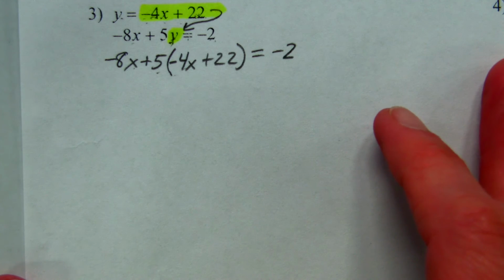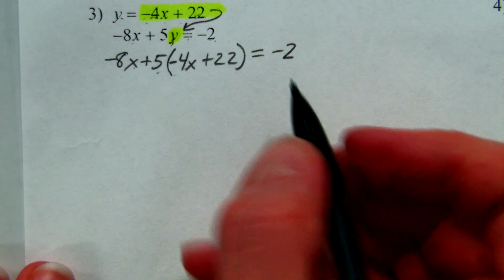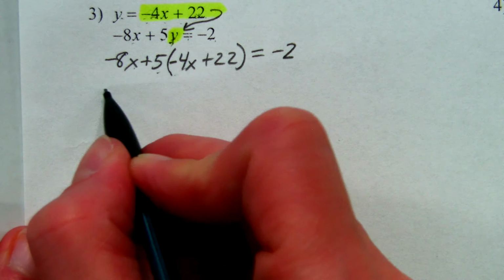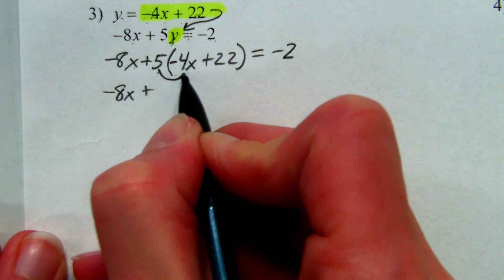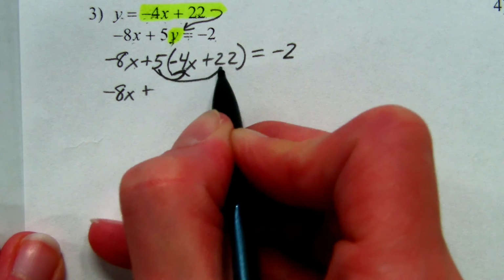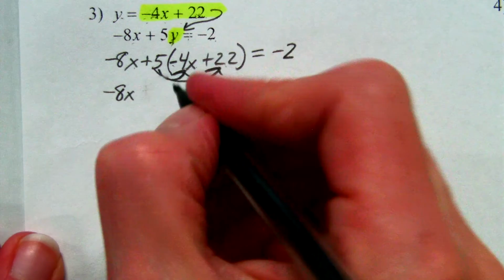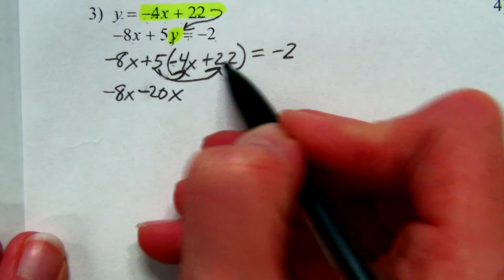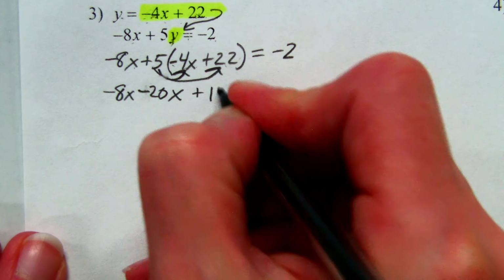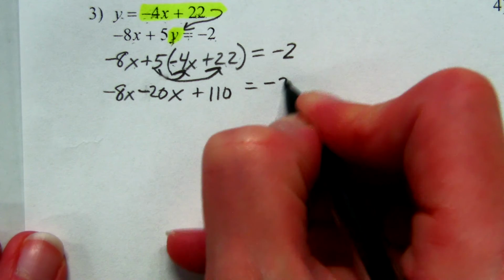So we created this situation where we have parentheses, and now we're going to get rid of them by distribution. So I'm going to leave this negative 8x kind of hanging out here for a second. I'm going to distribute 5 to both of these terms. So 5 times negative 4x is negative 20x. Let me get rid of that plus and just write minus 20x. It's a little bit simpler. And then I have 5 times 22, which would be 110. So I'll write plus 110 there, and it still equals negative 2.